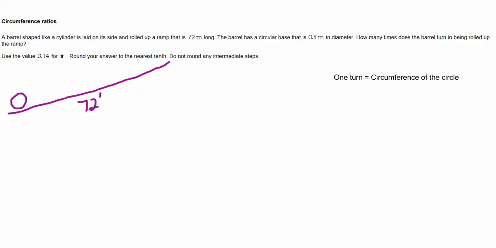It says the barrel has a circular base, which is what you see in my picture, and that circular base has a diameter of 0.5 meters. This time it's asking how many times does the barrel need to turn in being rolled up the ramp. So to get from the start of the ramp to the top of the ramp, that's 72 meters, how many times does it have to turn?